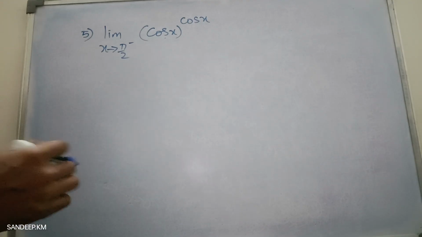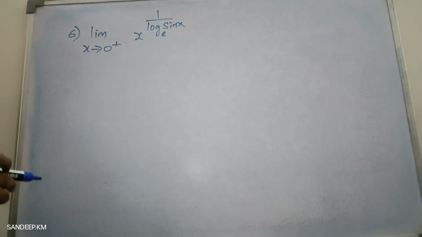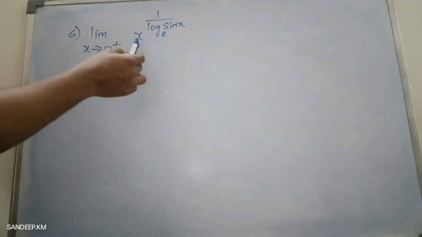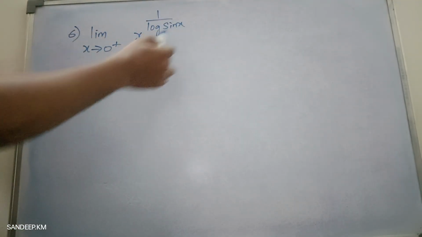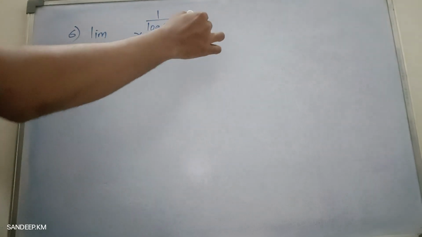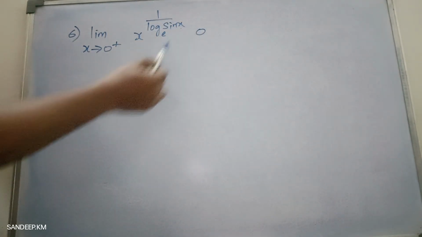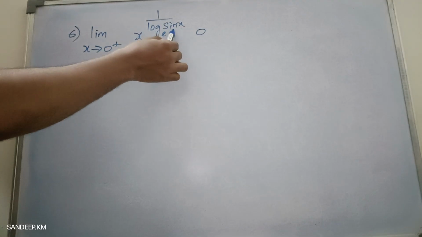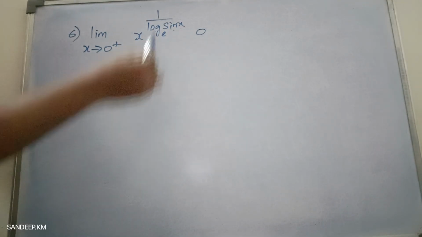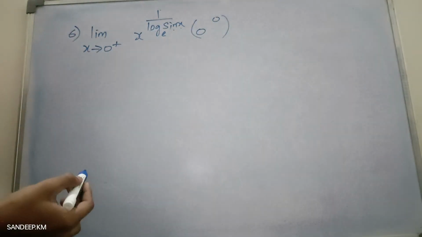Okay, we will go with sixth question. This is our sixth question. Limit x approaches 0 plus x power 1 divided by log of sin x. If I directly substitute x as 0, what will you get? The base is 0, and look at the power. Sin of 0 plus is 0 plus, and log of 0 plus is minus infinity. 1 divided by minus infinity is 0. So it is taking 0 power 0 form.